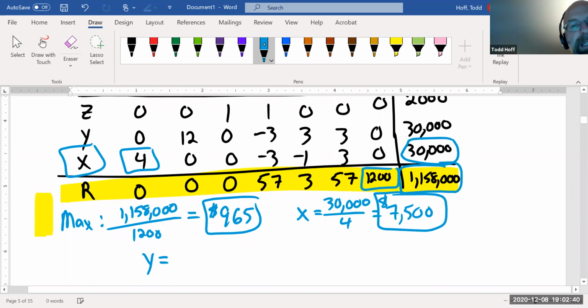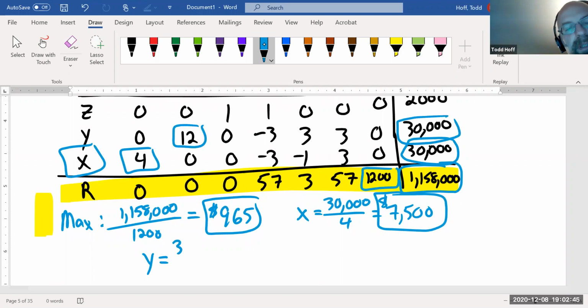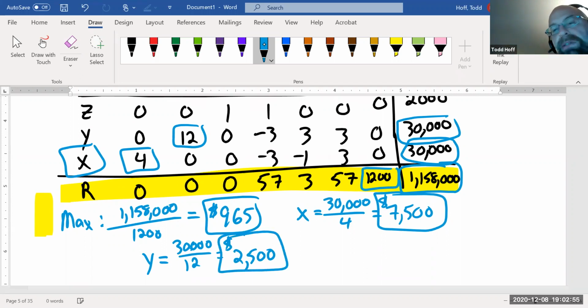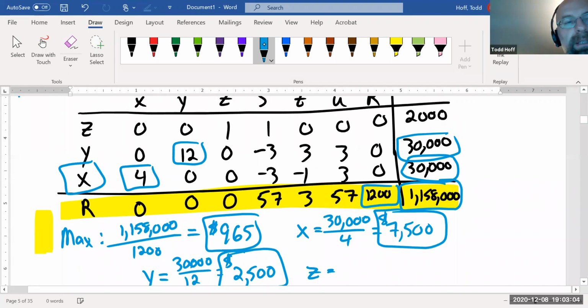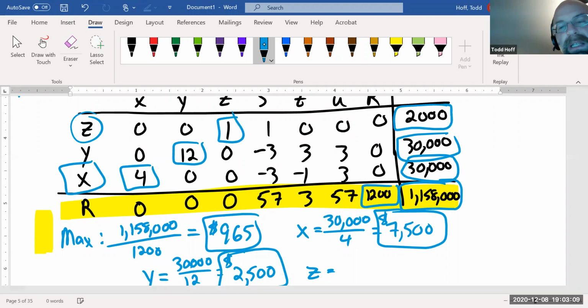For Y, it's the value in the last column, 30,000, divided by the value in the Y column. So 30,000 divided by 12 is $2,500. We had to have at least 3 times as much in bonds as we did in CDs. 7,500 is exactly 3 times 2,500. And Z, this is the row Z. We have 2,000 divided by 1 in the Z column, which is $2,000.